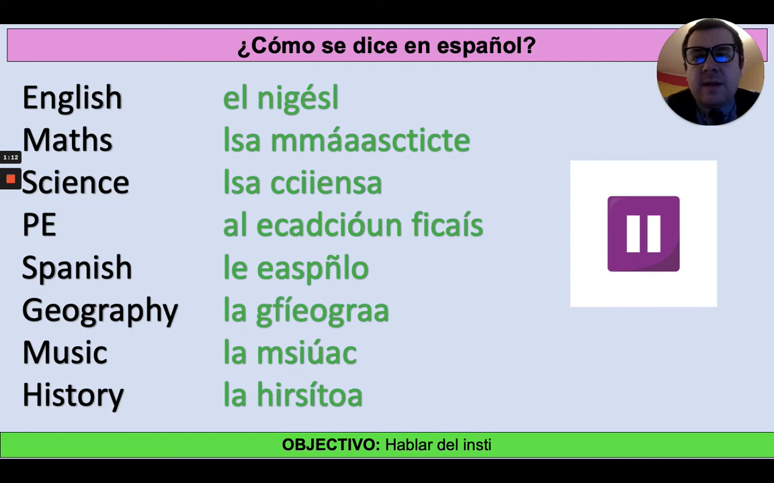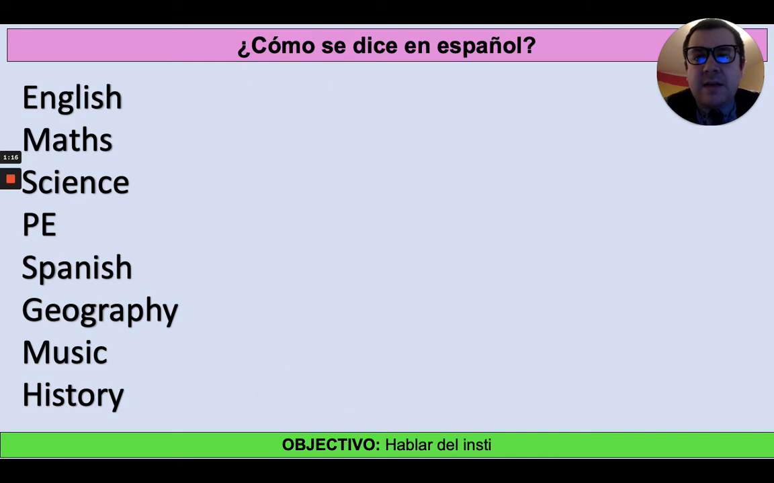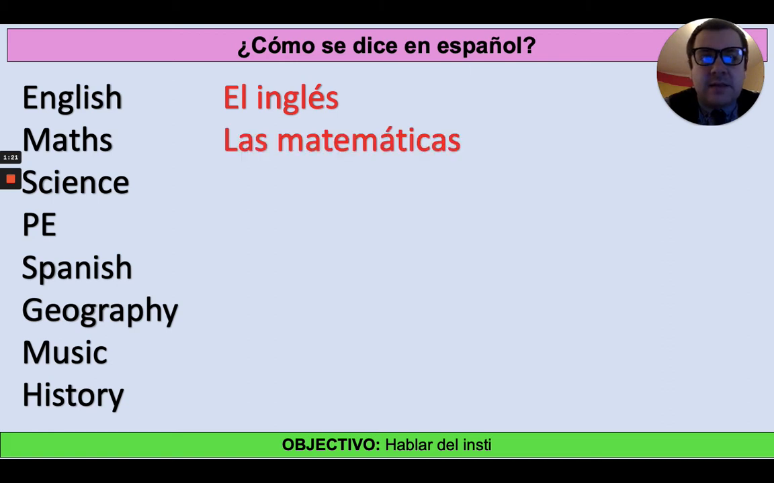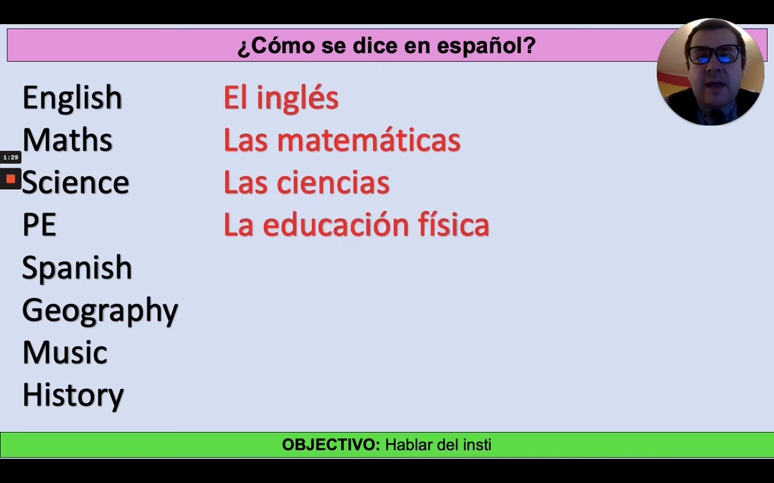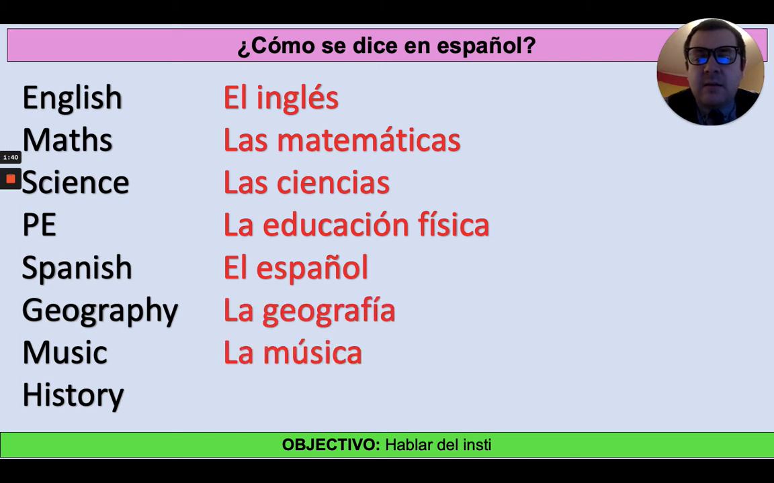So now pause the video and try to rearrange the letters to make the words. Okay, so hopefully you've managed to do as many of those as you can. So let's have a look. So English is el inglés. Maths is las matemáticas. Science, las ciencias. PE, la educación física. Spanish, el español. Geography, la geografía. Music, la música. And history, la historia.